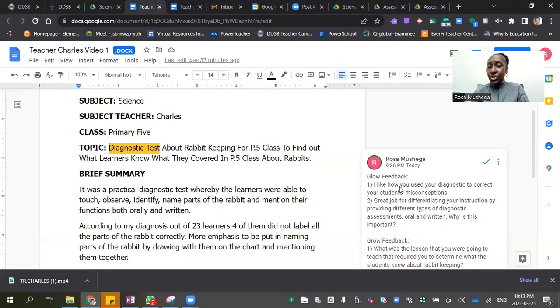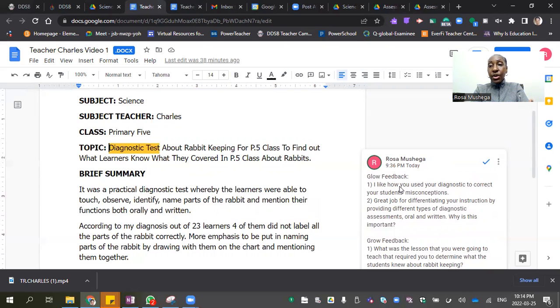Do the students need to know the parts of a rabbit and how to label them in order to know how to keep a rabbit? Do I really need to know the functions and parts of a rabbit in order to know how to keep a rabbit? Maybe, but I think we should have kept it short and simple and just asked the students. Our topic we're teaching today is about rabbit keeping. What do you know about rabbit keeping? Because that's the direction you want to move into to inform your instruction.